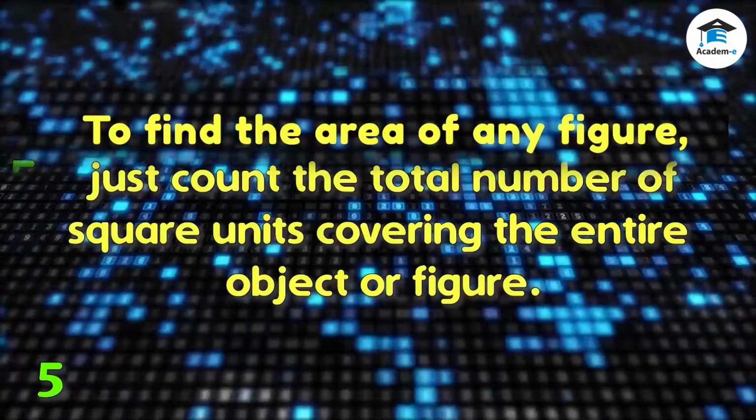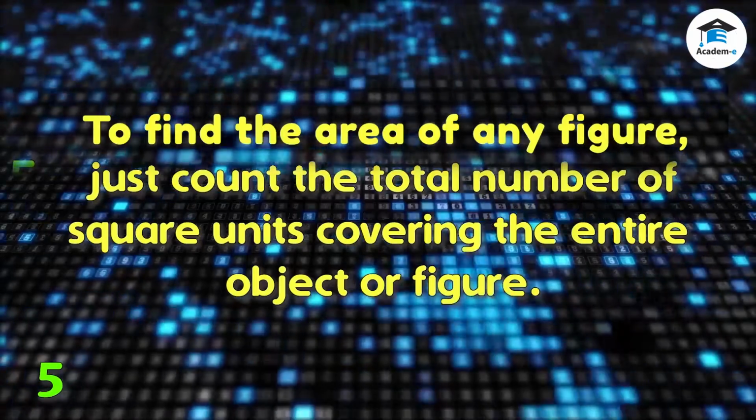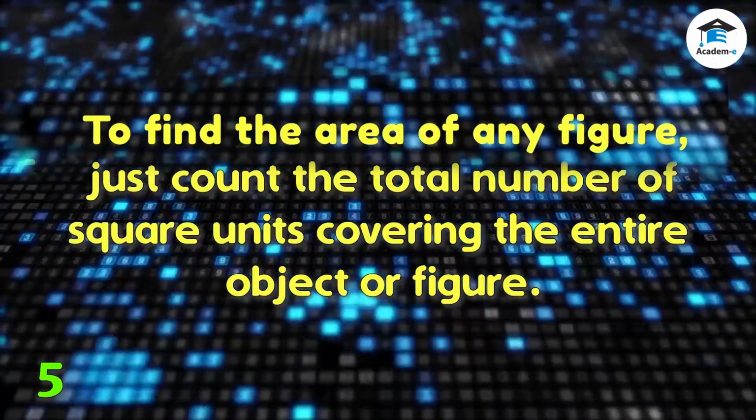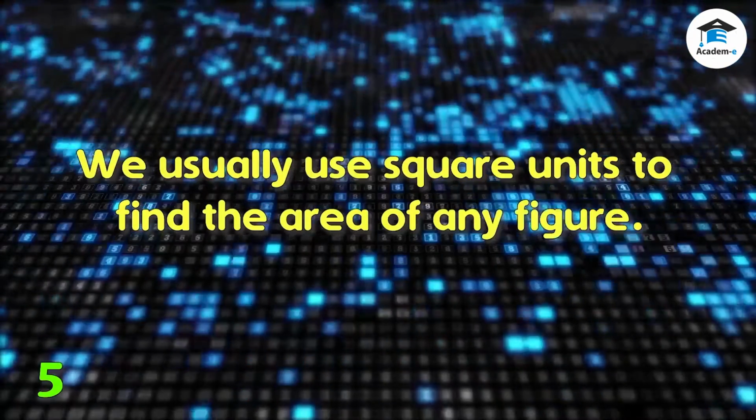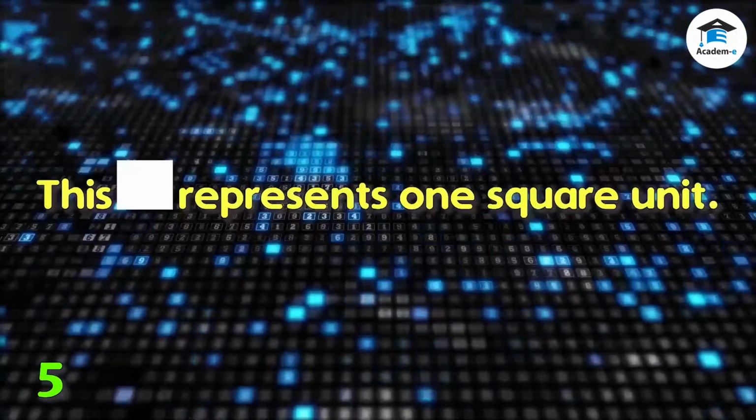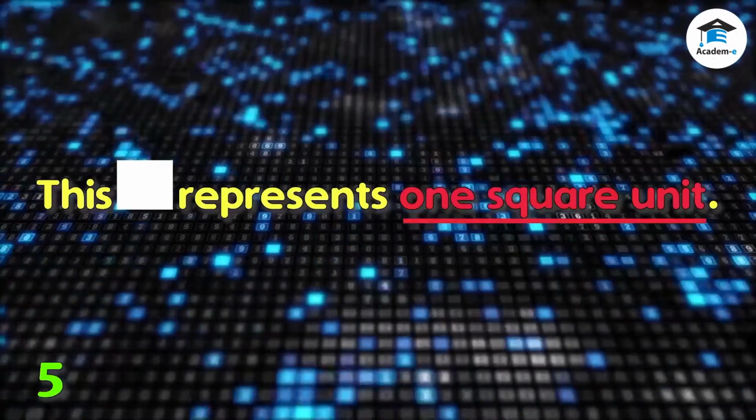To find the area of any figure, just count the total number of square units covering the entire object or figure. We usually use square units to find the area of any figure. This square represents 1 square unit.